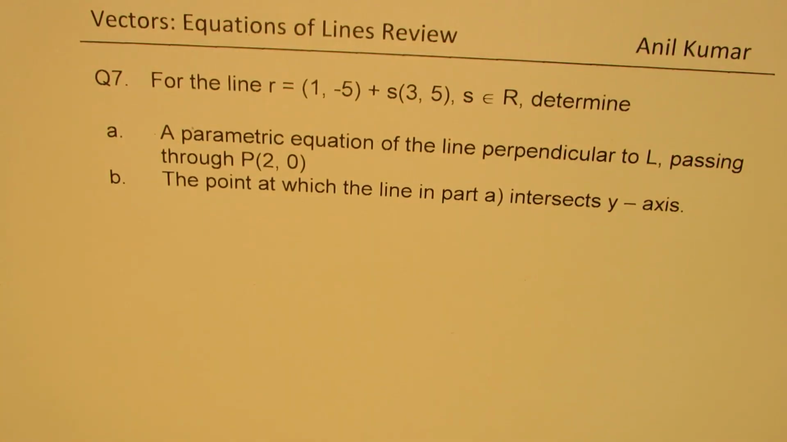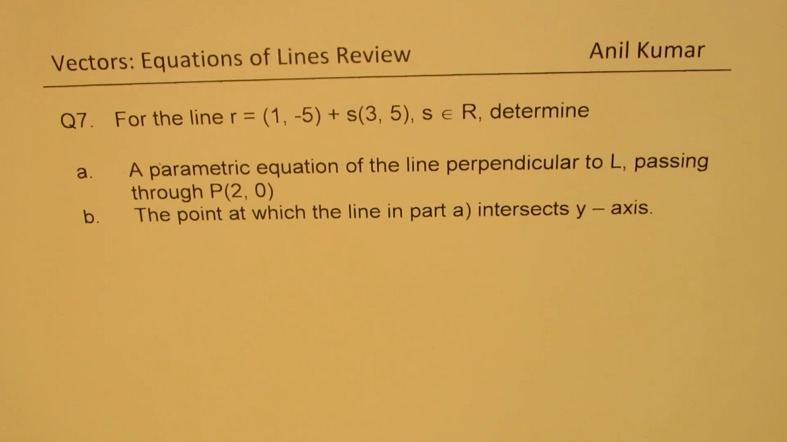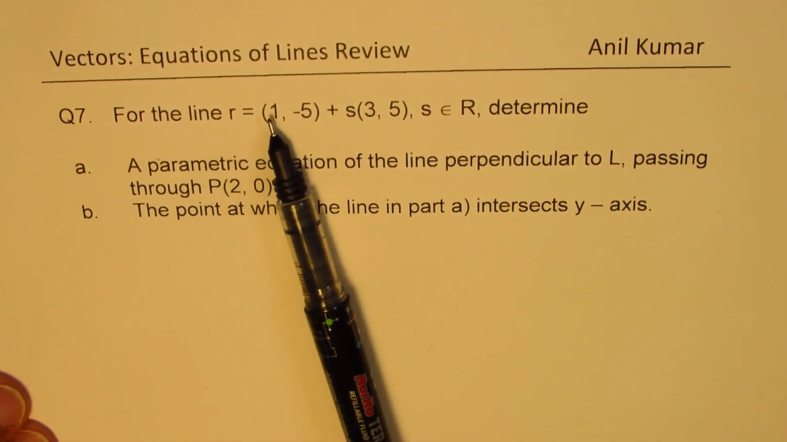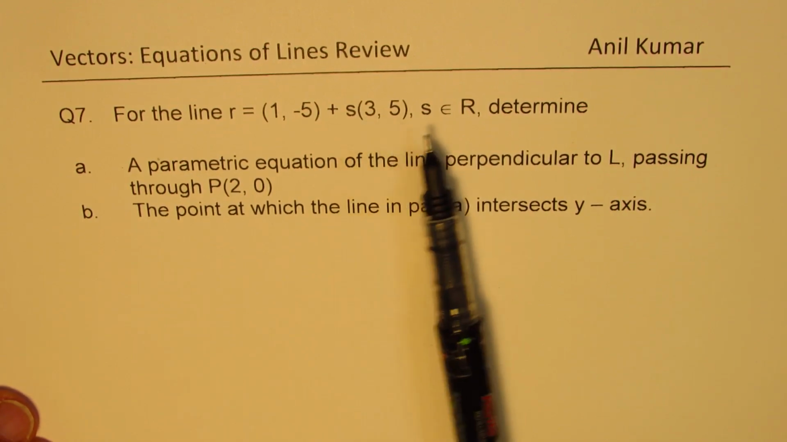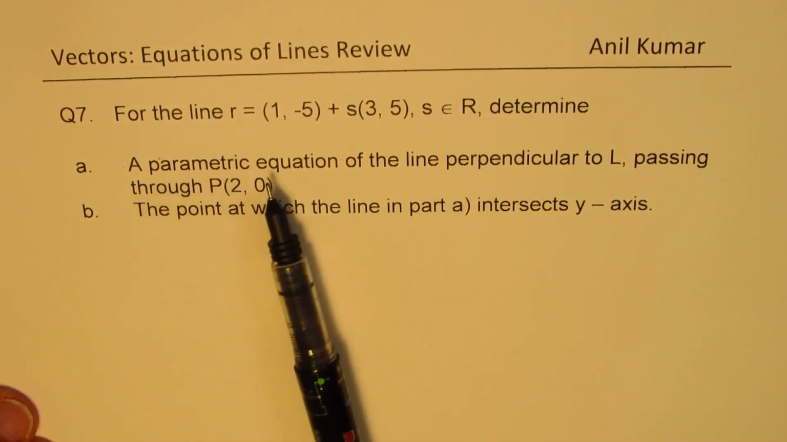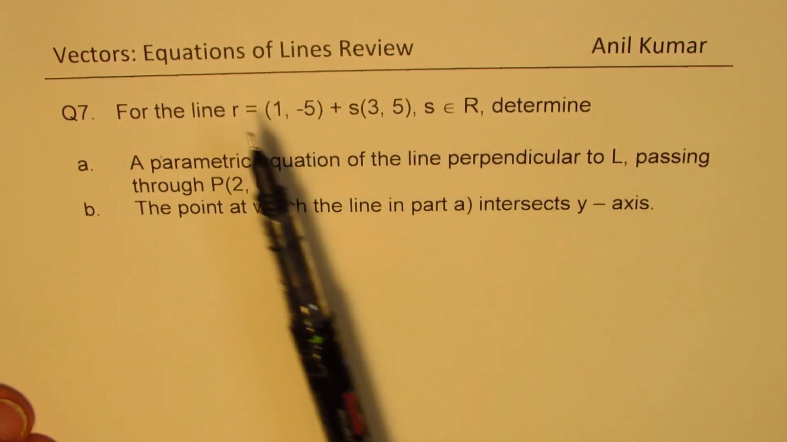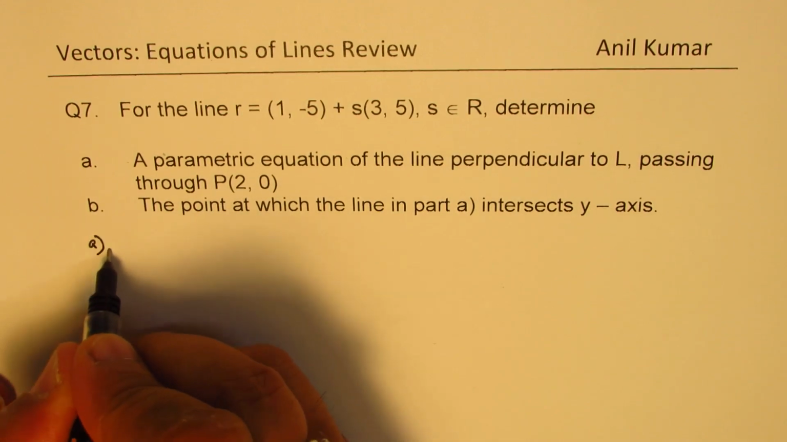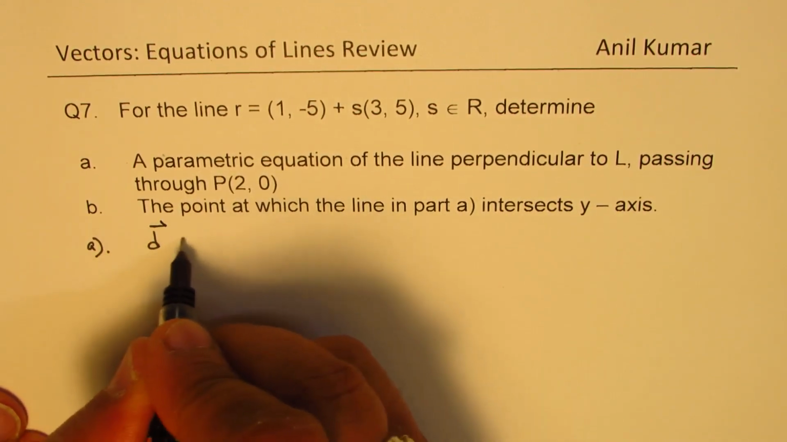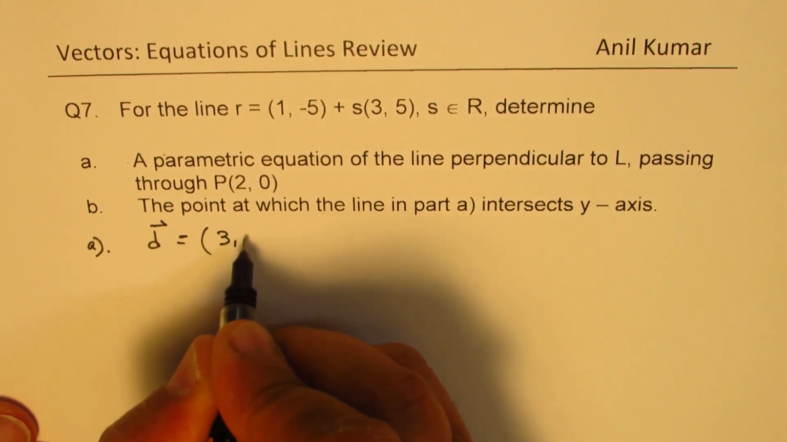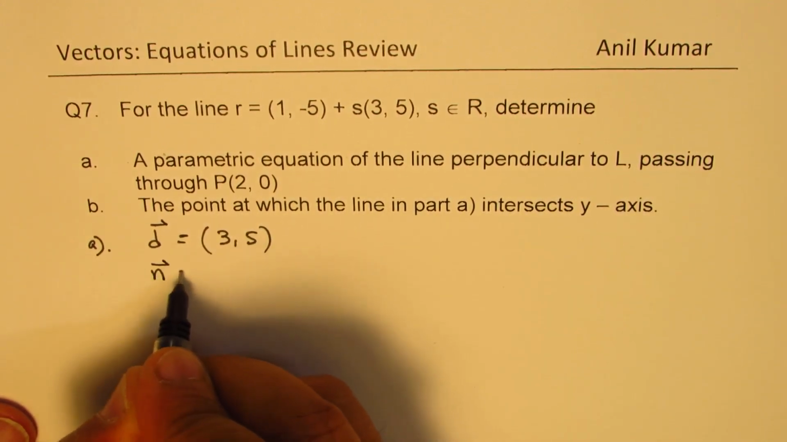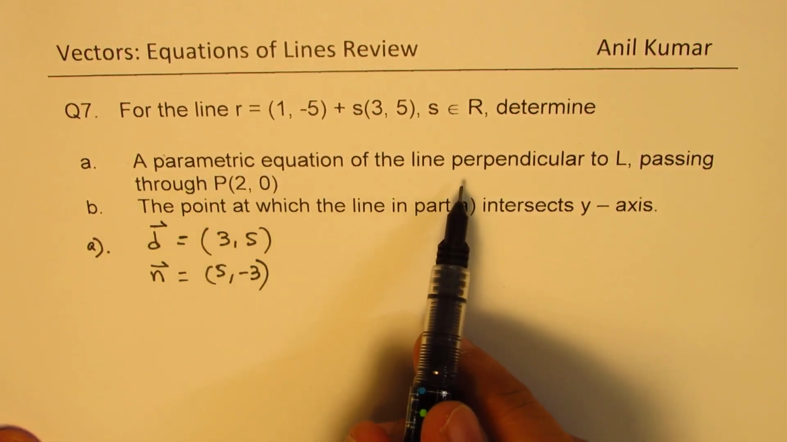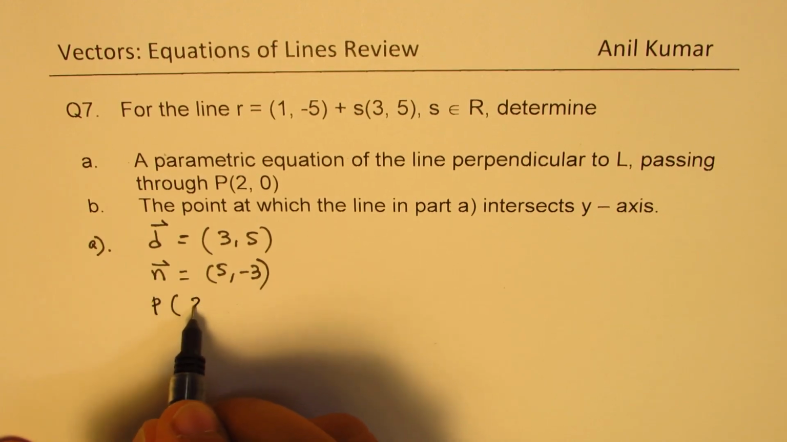So that brings us to the last question, which is question number 7. Now let us see how to solve it. For the line r equals (1, -5) plus s times (3, 5), where s belongs to the reals, determine the parametric equation of the line perpendicular to L passing through a given point. For part A, we are given the direction vector (3, 5), so the normal vector will be (5, -3). We need the parametric equation passing through the point (2, 0).